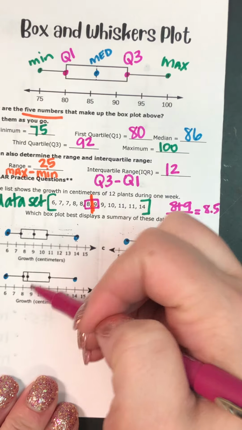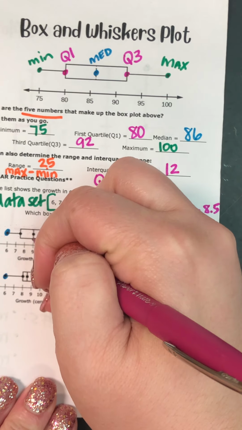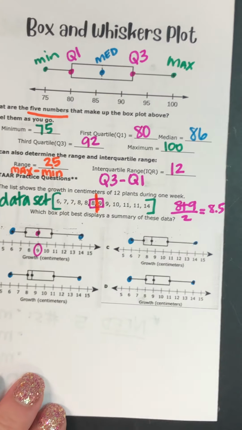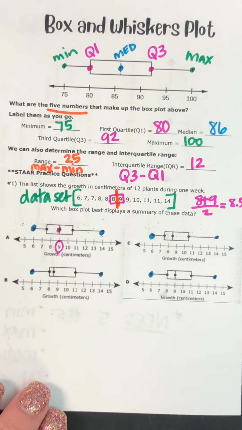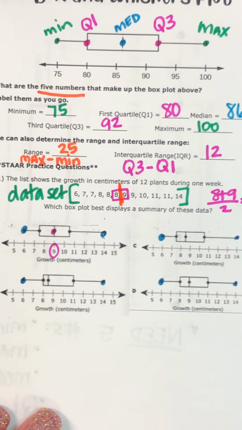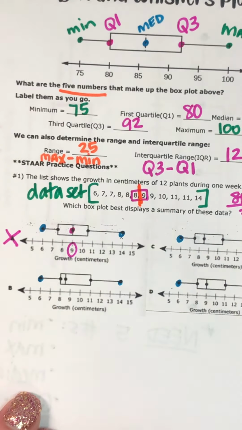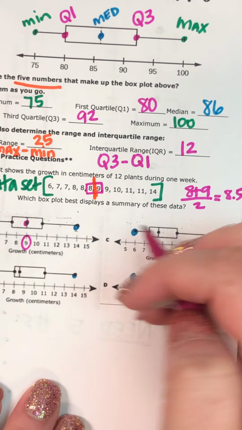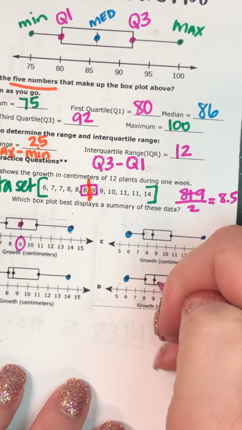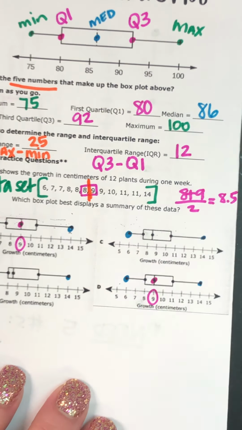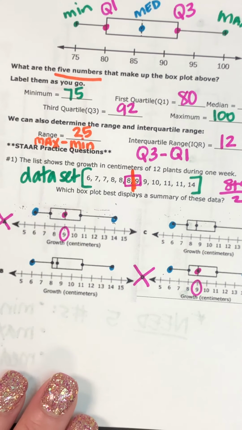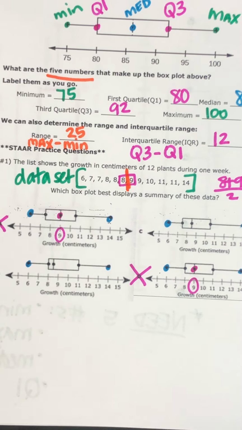So when I check my boxes, I know it has to be the middle. Well, this median is at 9 and not 8.5. So because it is not at 8.5, A cannot be correct. All right, and then I can keep looking. This one's right between 8 and 9, right between 8 and 9. This one is also at 9, so D is also wrong. All right, so we've eliminated A and D. We're down to B and C.